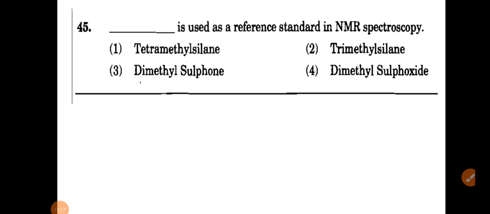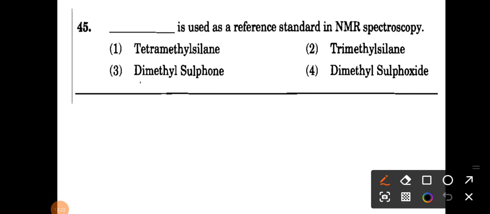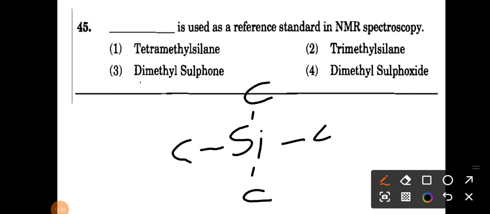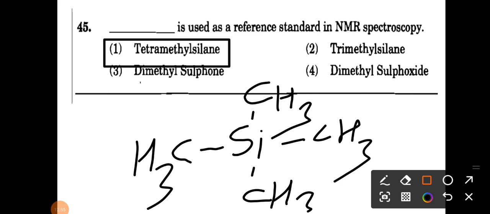That is tetramethylsilane, right? So what is the structure of tetramethylsilane? The silicon is at the center, with CH3, again CH3, CH3 and again CH3, right? So here all the protons are chemically and magnetically equivalent, so it shows the delta value 0. That's why it is used as a reference standard in NMR spectroscopy, right? So what is the answer over here? That is tetramethylsilane.